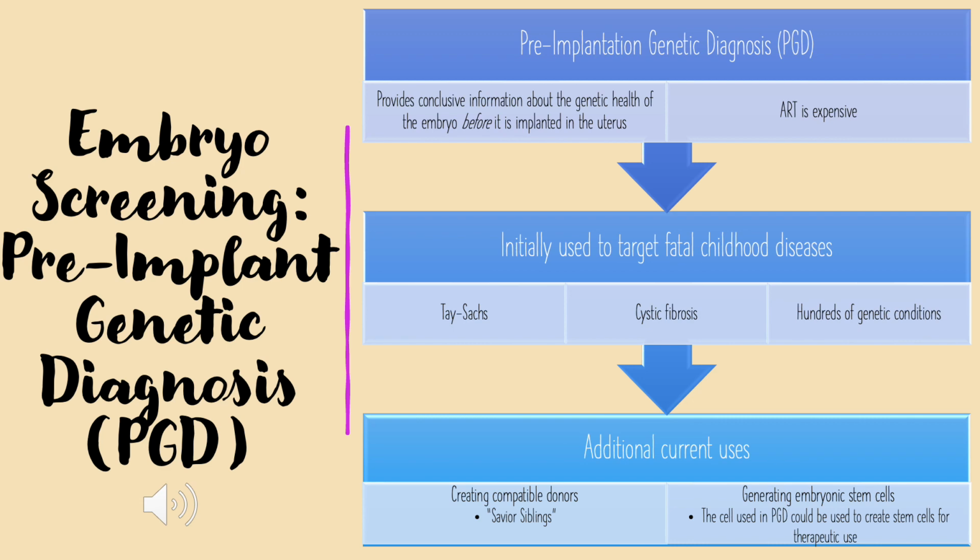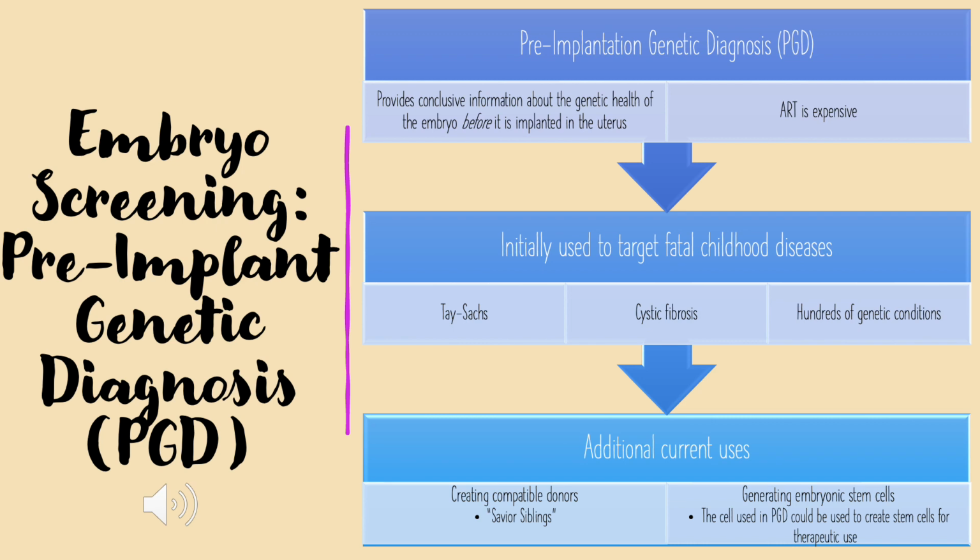And so what PGD did was rule out that an embryo was going to be implanted in the uterus that would not be viable. So it looked out for certain genetic diseases and disorders that either would not allow the infant to be viable outside of the womb, or the infant would die at a very young age. Such diseases as Tay-Sachs.